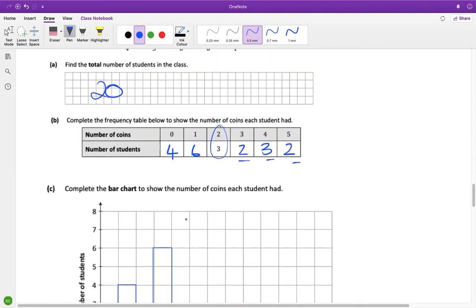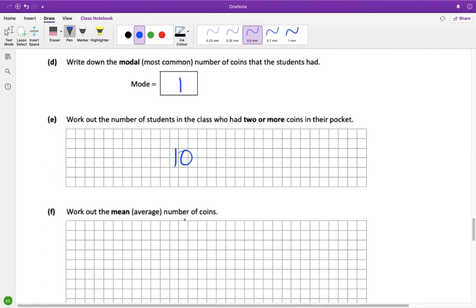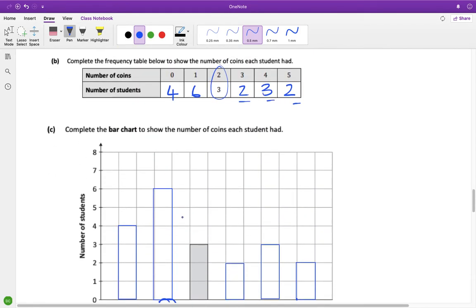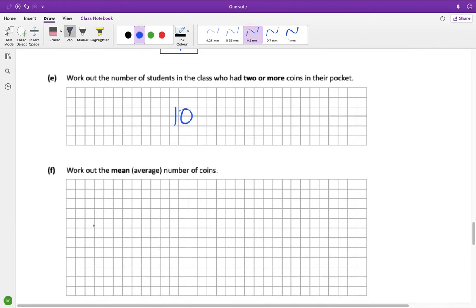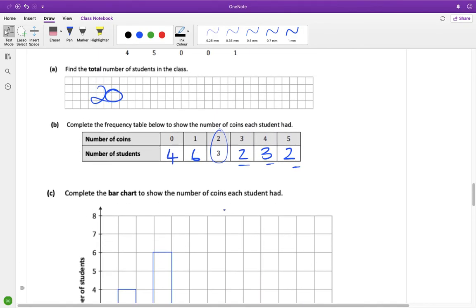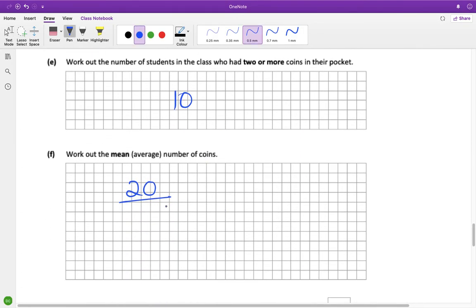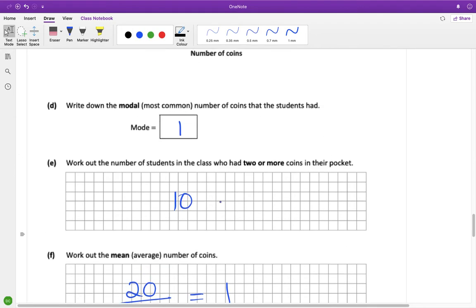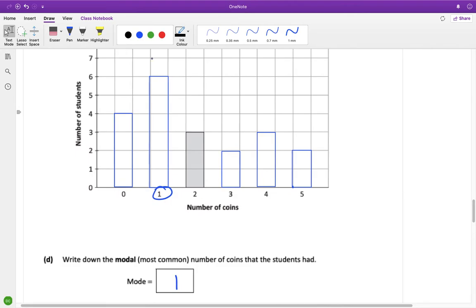Average again. So we need to add average, what is it? Average number of coins. Okay, so we need to add 4 plus 6 plus 3 plus 2 plus 3 plus 2. And I get 20. And then how many students did we say? 20. So that means the average number of coins is 1. Which makes sense because that was the biggest bar.